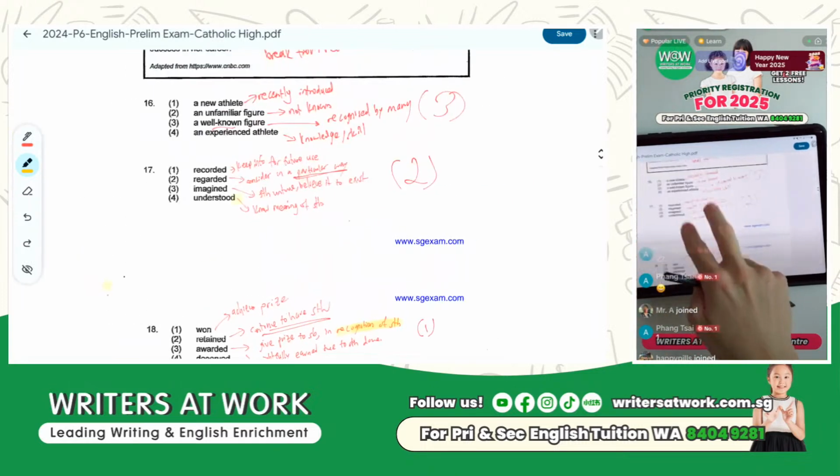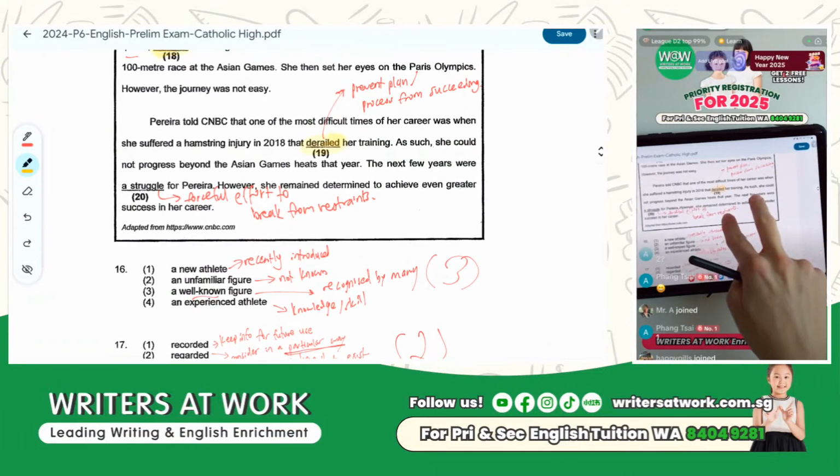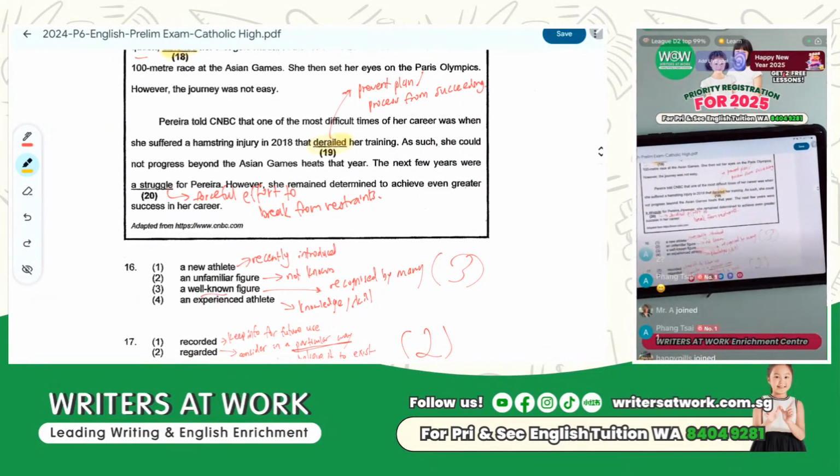Now let's take a look at question 19. So we look at how something is derailed, which means that you prevent a plan from being executed. The other meaning of derail refers to how the train, right, when it's on tracks, then suddenly it derailed, that means it's not on the tracks anymore.